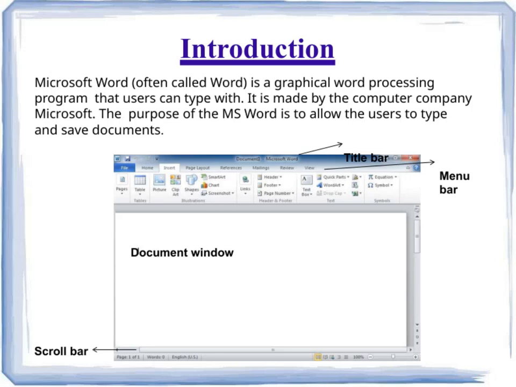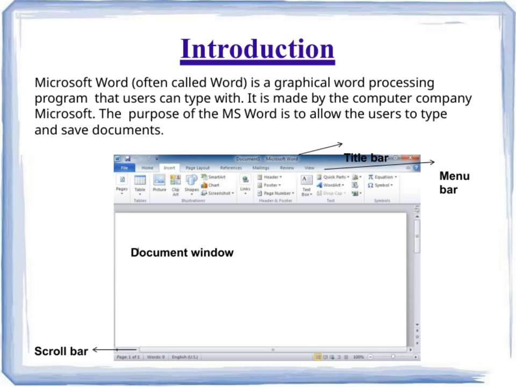Today, I want to introduce you to Microsoft Word, often just called Word. It's a graphical word processing program that allows users like us to type and create documents easily. Word is developed by Microsoft, a well-known computer company. The main purpose of MS Word is to give us a simple way to type, edit, and save our documents, whether they're letters, reports, or any other text-based files.